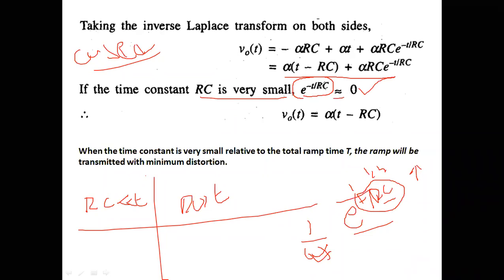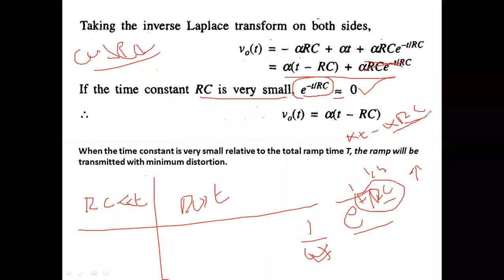Because the time constant is very small, the total value is going to be very large. 1 by a very large value is nothing but a very small value. We can neglect it. If you make its value 0, this term is going to be 0. If this term goes to 0, then the output expression has only this term, that is alpha t. Output is nothing but alpha t minus alpha RC, where RC is the time constant which is very small.